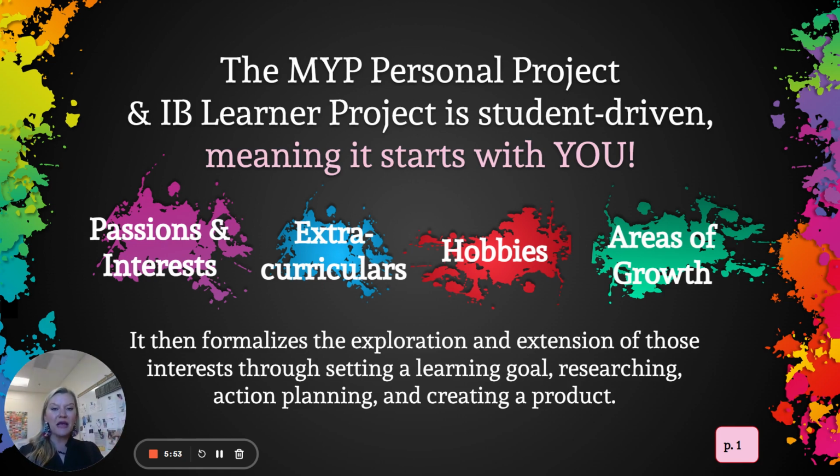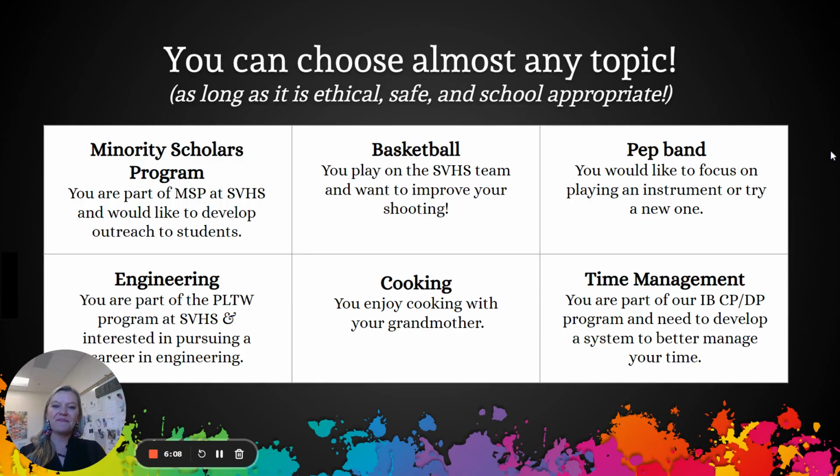The process that we'll walk you through in SEL helps you do the research and the action planning. You're going to set goals and you're going to create a product. So we start with you and your interests, and then we help you formalize that exploration to get the most out of it. And you can choose almost any topic. So if it's something you're passionate about, maybe you're part of MSP, our Minority Scholars Program, and you want to plan an outreach, that could be your project. If you're in extracurriculars like basketball or pep band, that could be your personal project.